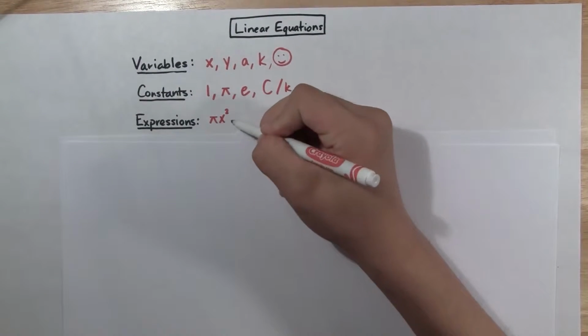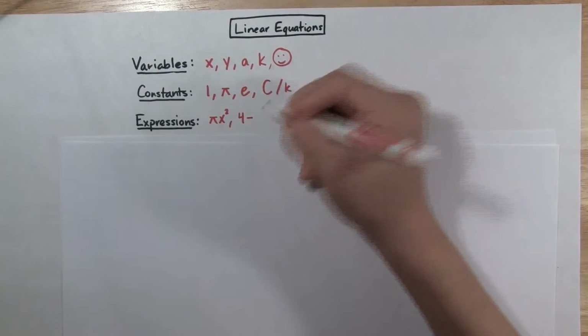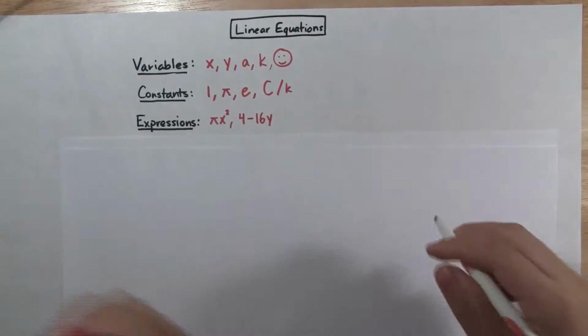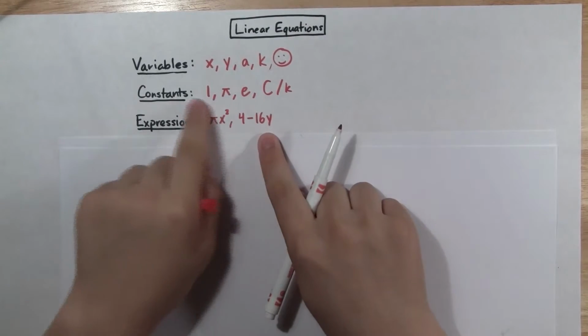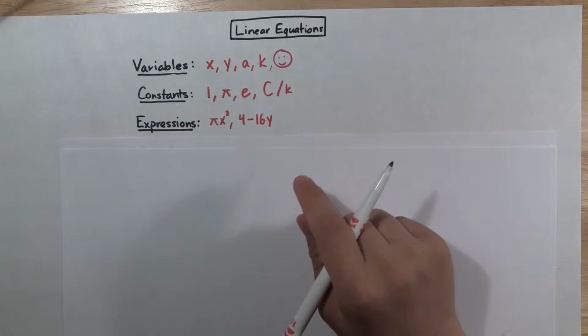You can also have something like 4 minus, I don't know, 16y. This is an expression because you have a constant here and then you have a variable. So you're only using constants and variables.